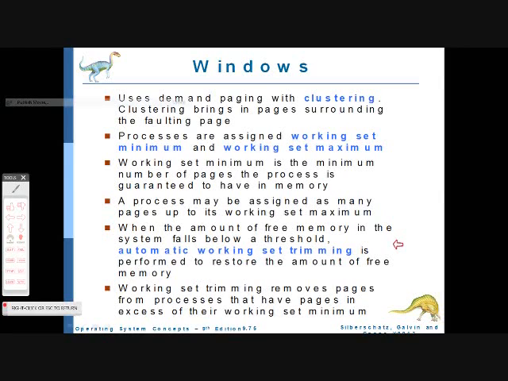So it will collect all the pages from the processes that are having a number of pages more than its working set minimum. And all of the pages collected will be incorporated together with the list of free frames in the random access memory. It says here, working set trimming removes pages from processes that have pages in excess of their working set minimum. So that's it for Windows operating system.